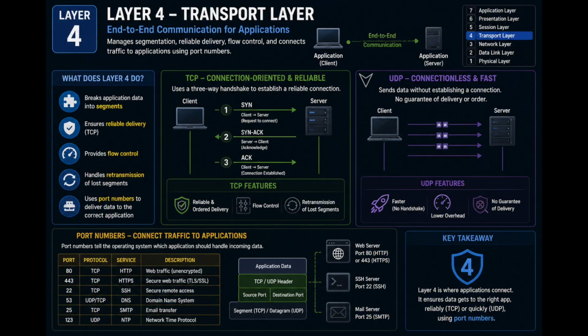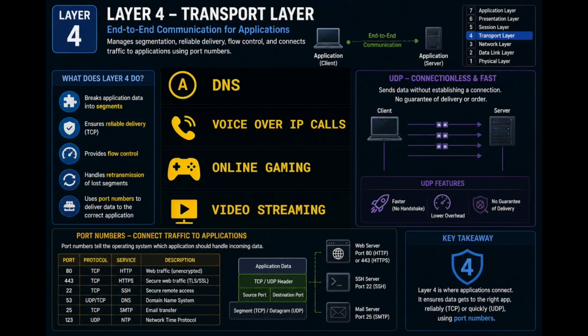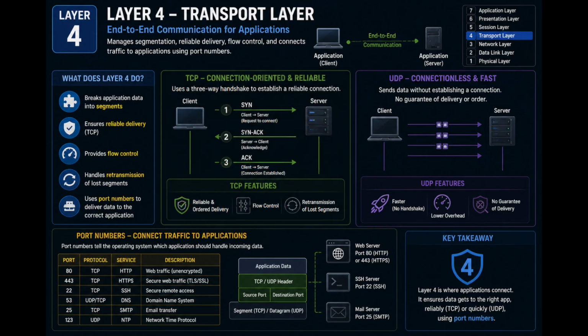UDP, the User Datagram Protocol, is connectionless and sends data without establishing a formal connection or guaranteeing delivery, making it faster but less reliable. UDP is used where speed and low latency are more important than guaranteed delivery, such as DNS lookups, voice over IP calls, online gaming, live video streaming, and DHCP. In short, TCP is preferred for accuracy and completeness, while UDP is preferred for real-time performance.